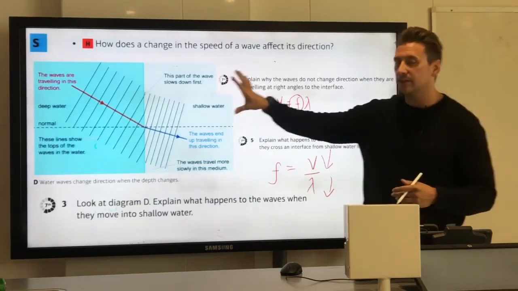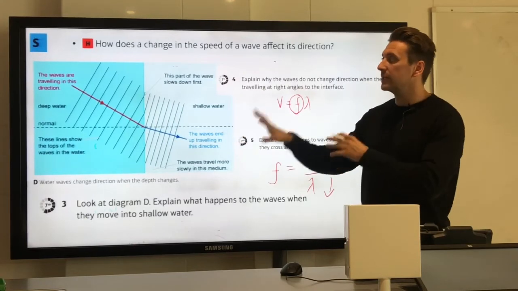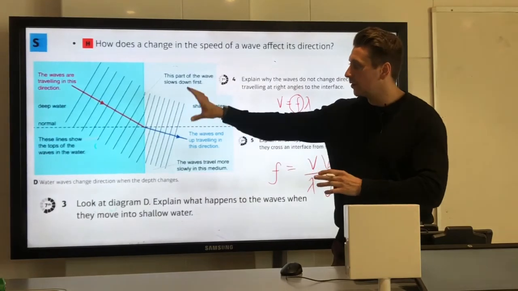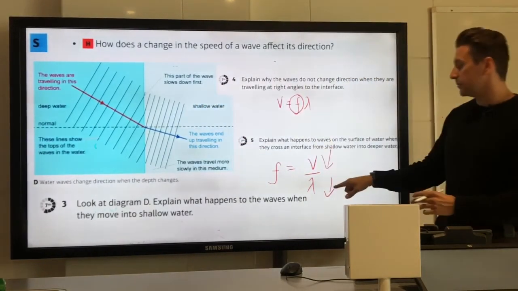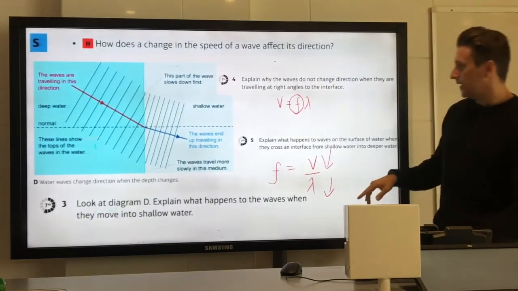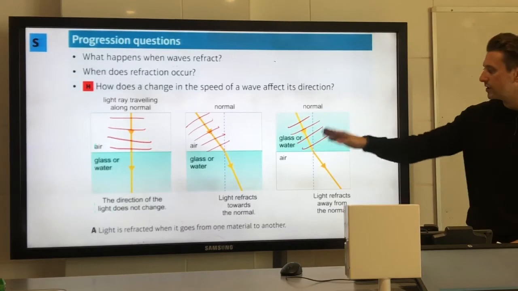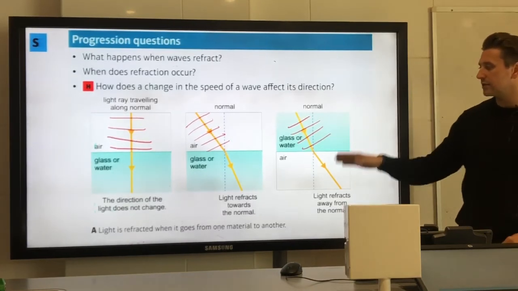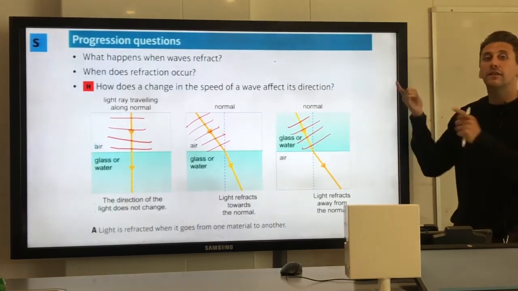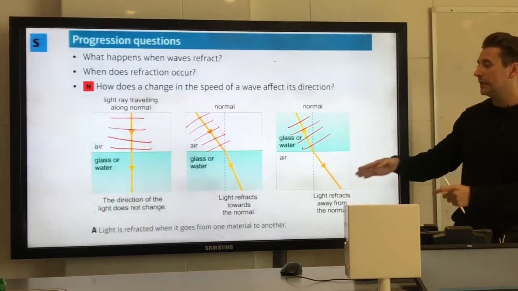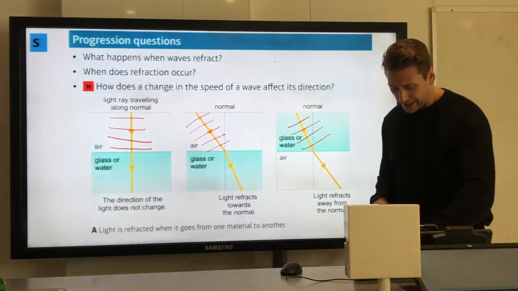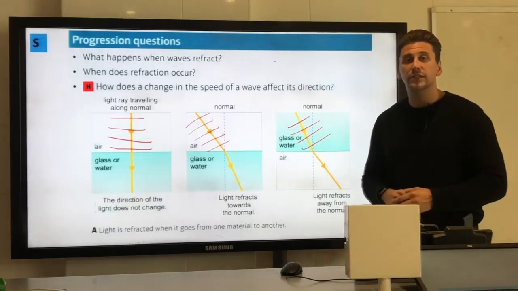So the frequency remains constant for water waves, the frequency remains constant for sound waves, it also remains constant for light. Then if the speed goes down, it slows down, the wavelength must also go down. But if the speed goes up, for example, in this situation here, we know that it's going from glass to air, from water to air. It's going to speed up when it crosses the boundary. If the speed goes up, then the wavelength must go up. Frequency remains constant, speed increases, and therefore wavelength also increases. And that is as much as you need to know for refraction.